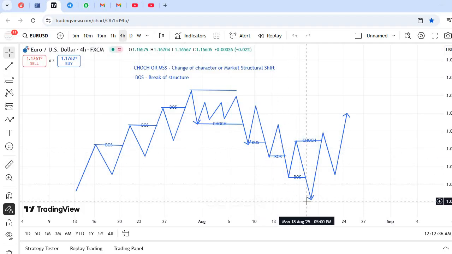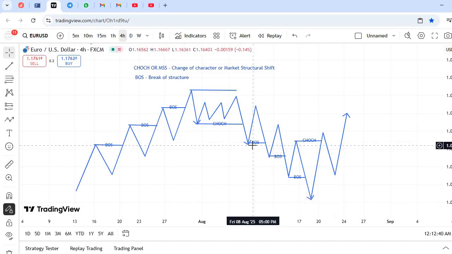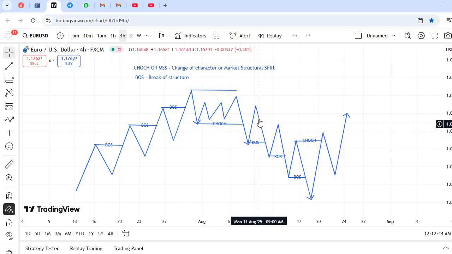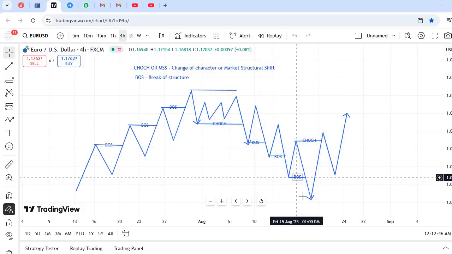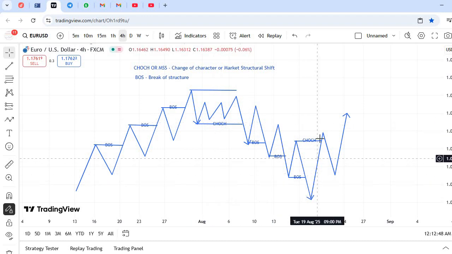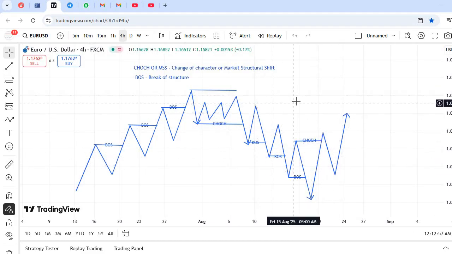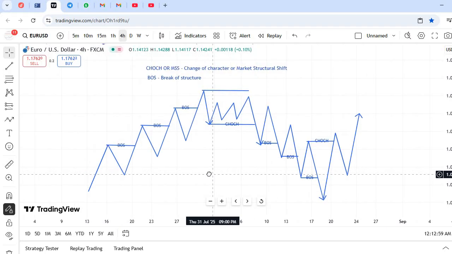Can you see? So for a break of structure, the last high or the recent high or the recent low is being taken out, and the trend still continues. But for a change of character, can you see that there's a change of trend? There's a change of trend for a change of character. So I hope that is very clear.